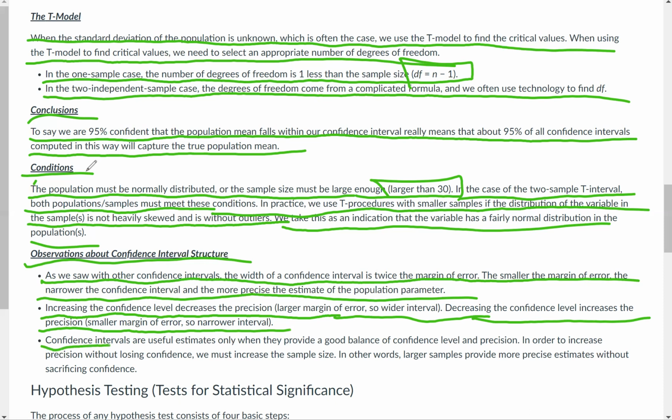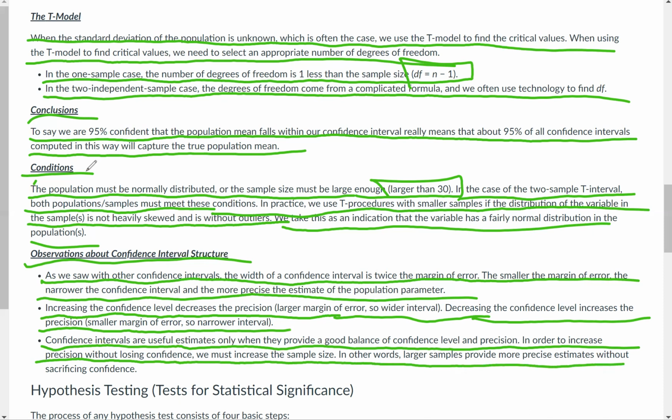Thirdly, confidence intervals are useful estimates only when they provide a good balance of confidence level and precision. In order to increase precision without losing confidence, we must increase the sample size. In other words, larger samples provide more precise estimates without sacrificing confidence.